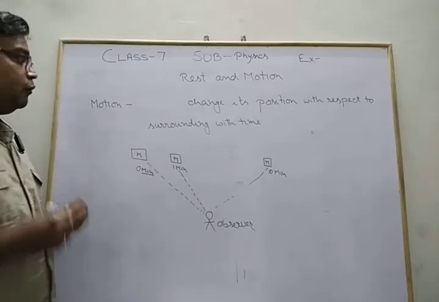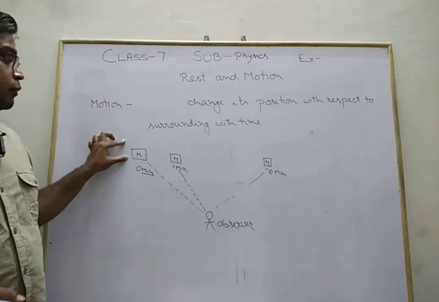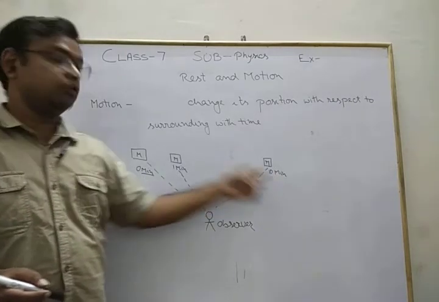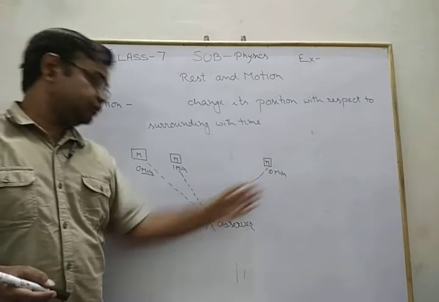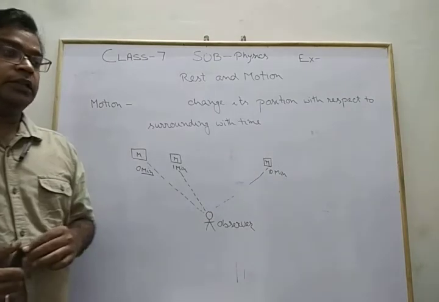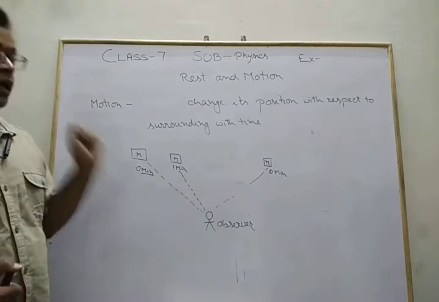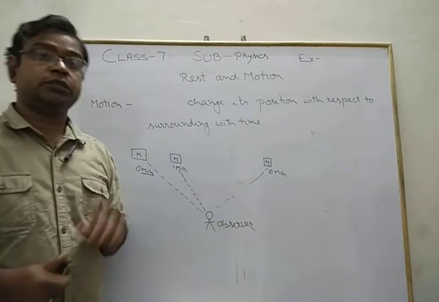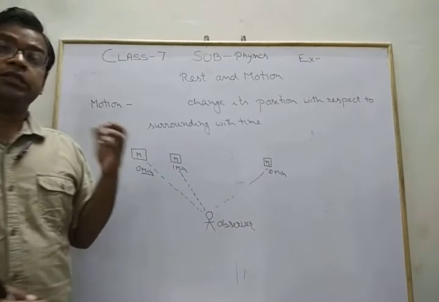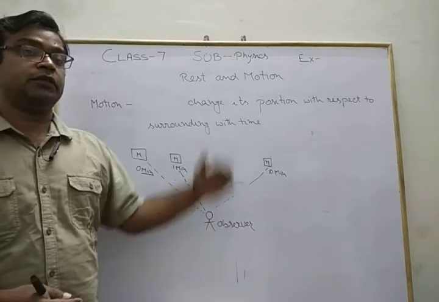With respect to time, as time changes, the body changes its place from one place to another, and finally reaches from the 0 minute place to the 10 minute place, or from the left hand side to the right hand side of the observer. In this condition you find that the body is in motion. This is the basic difference between rest and motion. In rest, the body does not change its place with respect to time, with respect to surrounding. But in case of motion, the body changes its place with respect to surrounding with time. This is the basic difference.